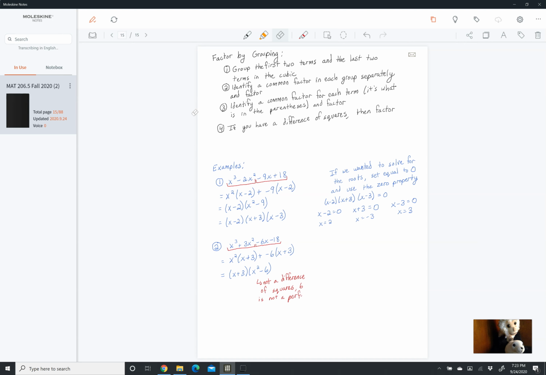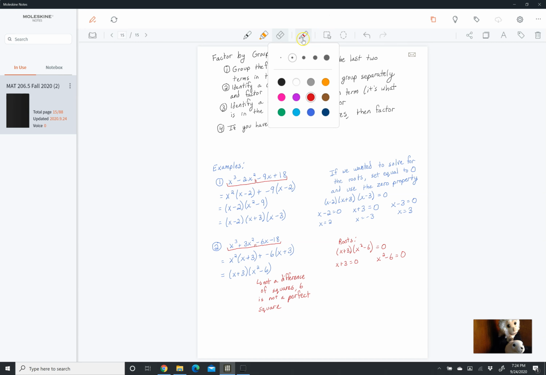And we're not going to solve for the roots in all of these, but I do want to show you what would happen in this case. Okay, so in order to find the roots, you do the same thing. You set it equal to 0, so we have x plus 3 times x squared minus 6 equal to 0. So from the first one, we have x plus 3 equals 0, or we would just write x squared minus 6 equals 0. And now we just solve each one. So from the x plus 3, we would just subtract 3 from both sides.